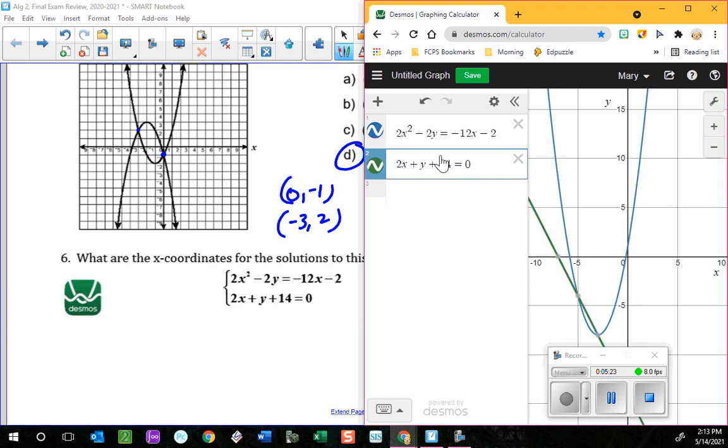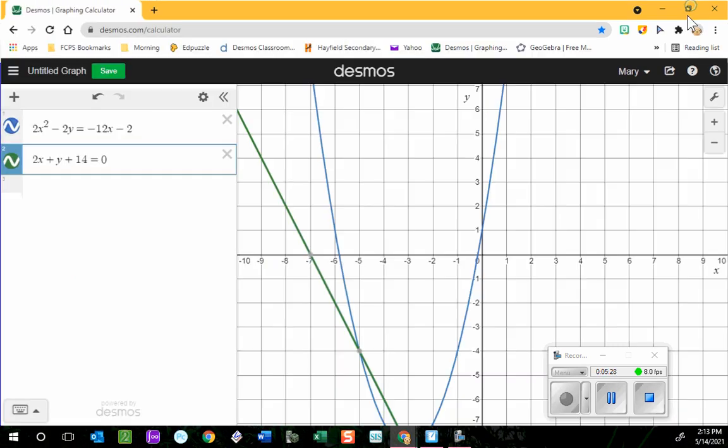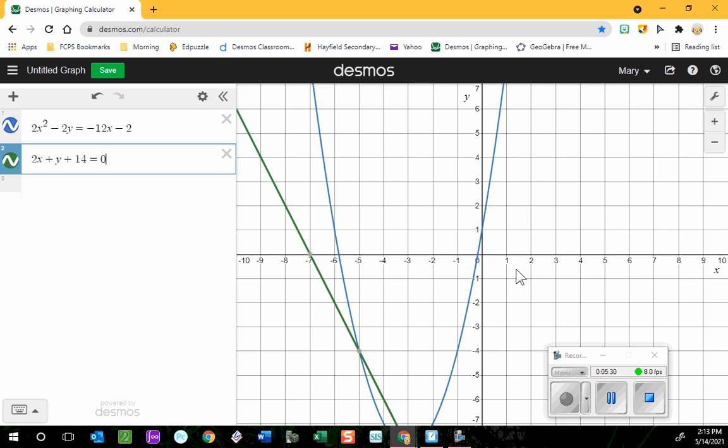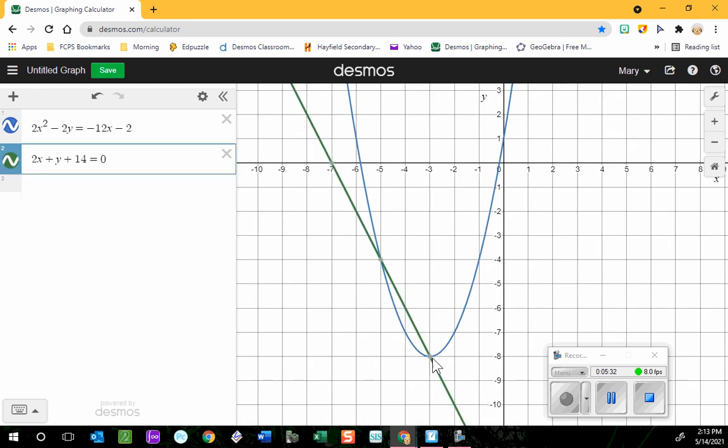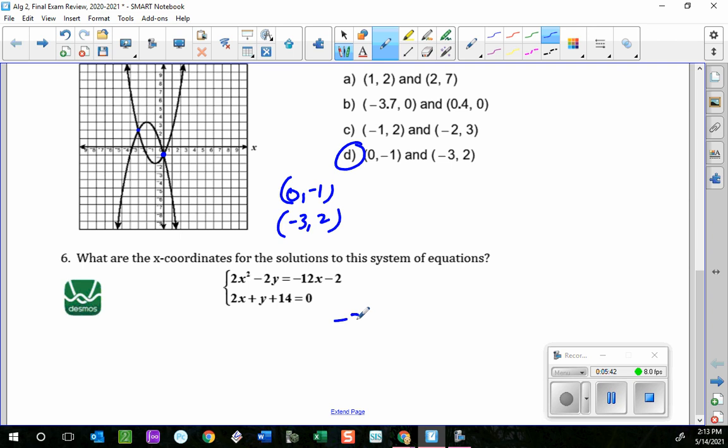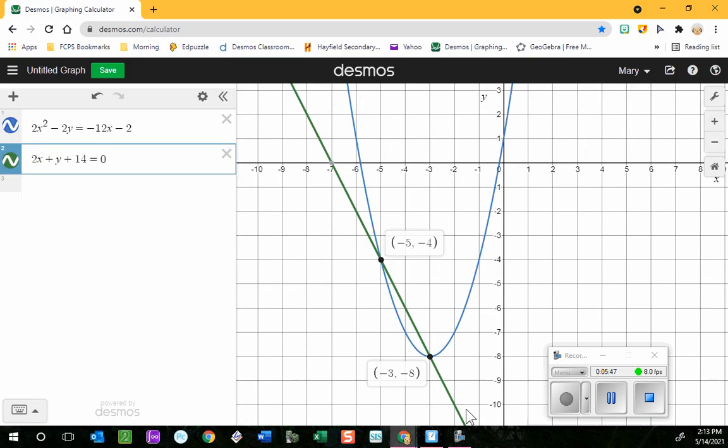Okay, so it's a parabola and a line. And so I am looking for where these things intersect. So, looks like they intersect here, at negative 3, negative 8, and also at negative 5, negative 4. Check one more time. Negative 5, negative 4. Okay.